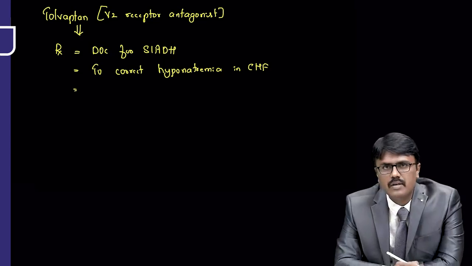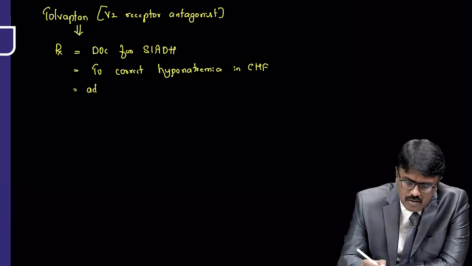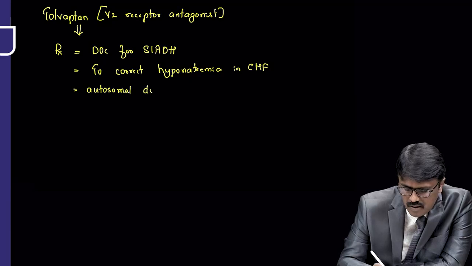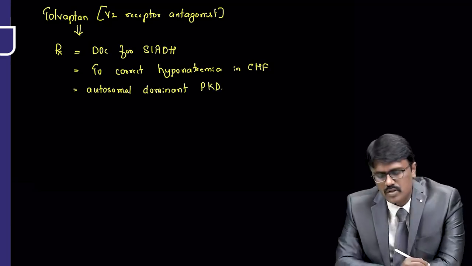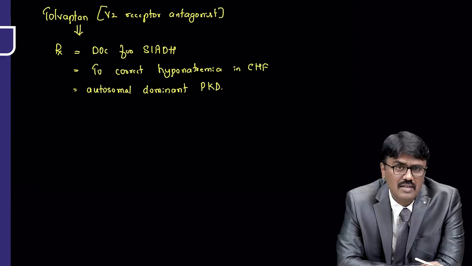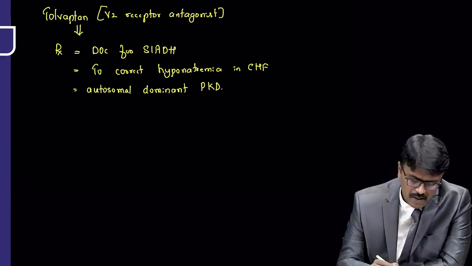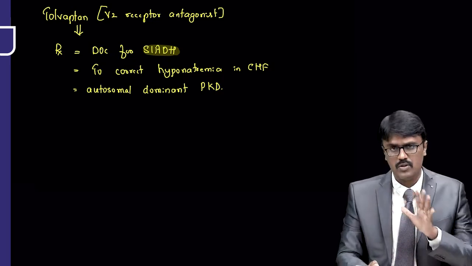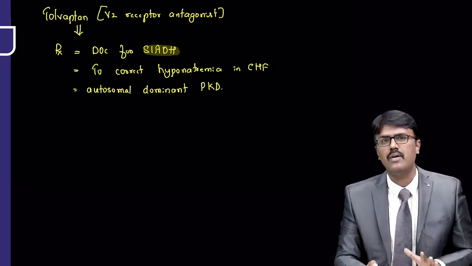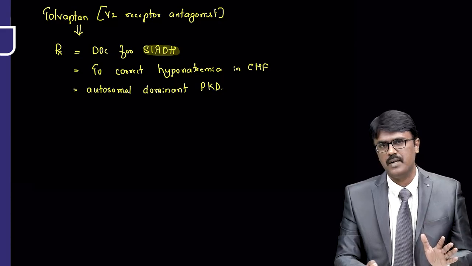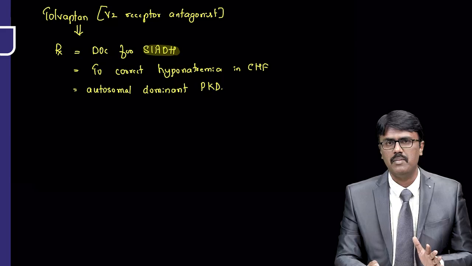And number three, very important, it is also used in autosomal dominant polycystic kidney disease, and in the trials it has shown to decrease the cyst size, and that's why it is preferred here. So remember, tolvaptan, very important drug of choice for SIADH. It is used to correct hyponatremia in CHF patients. And one important thing is it is used for autosomal dominant polycystic kidney disease. So these are the important aspects you need to remember in antidiuretics.